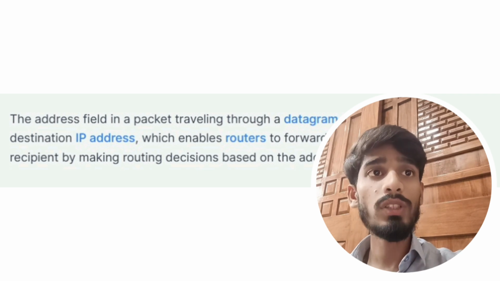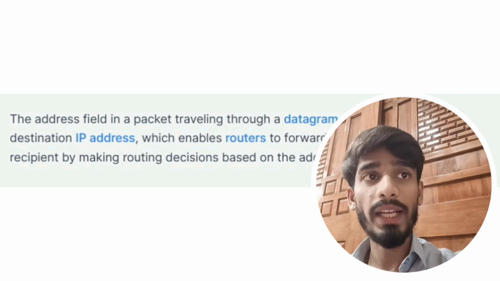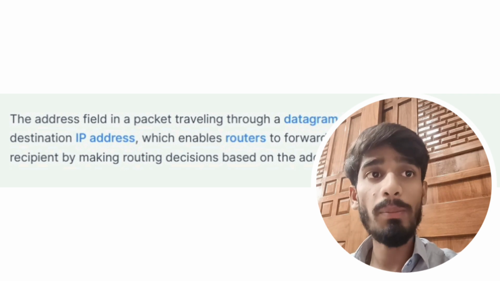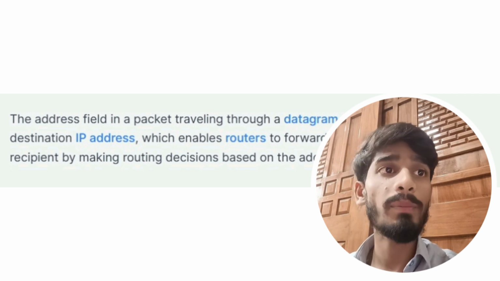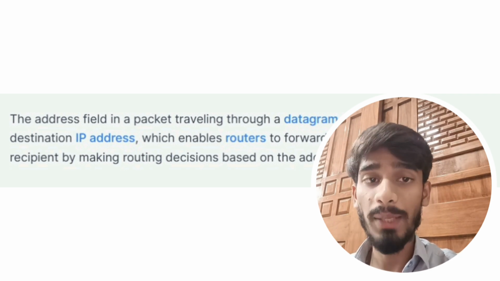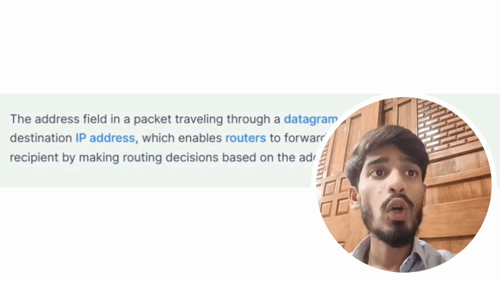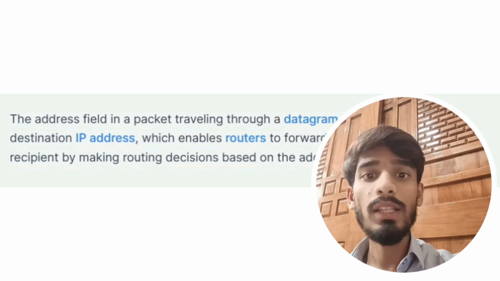Next, what is the role of the address field in a packet traveling through a datagram network? The address field in a packet traveling through a datagram network contains the destination IP address, which enables routers to forward the packet to its intended recipient by making routing decisions based on the address.